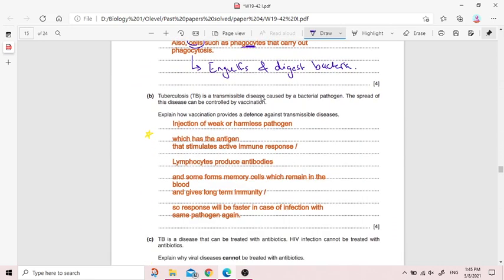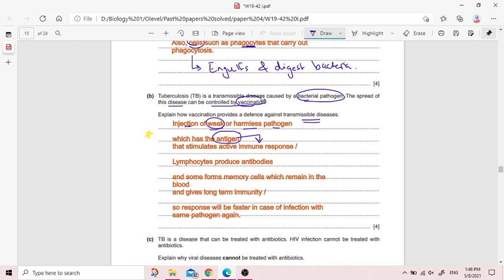B. Tuberculosis is a transmissible disease caused by a bacterial pathogen. The spread of this disease can be controlled by vaccination. How does a vaccination work? How does it protect against transmissible diseases? Step number 1. Injection of a weak or harmless pathogen. This pathogen has the antigen, which stimulates an active immune response. It makes your active immunity work.